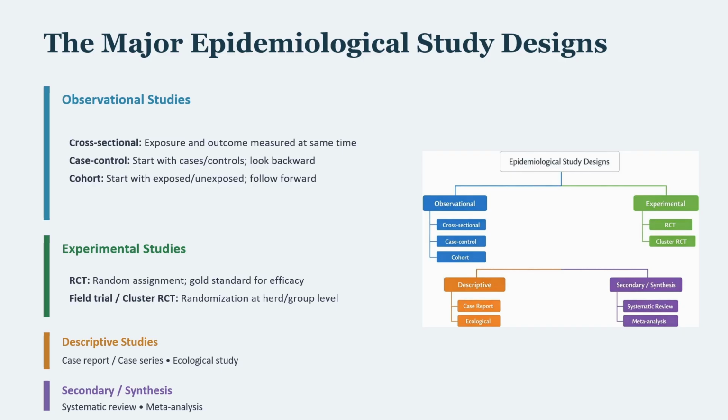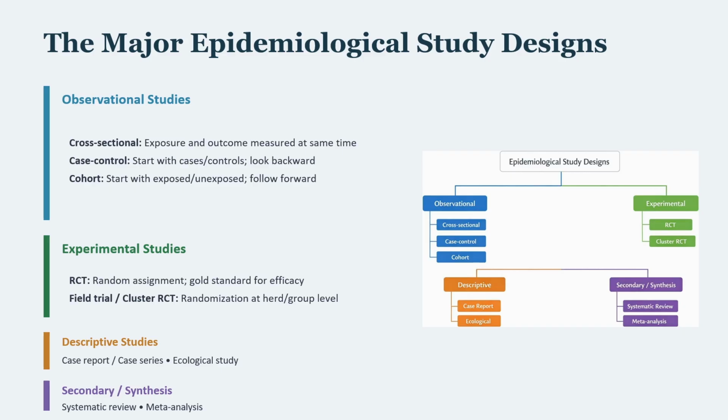Cross-sectional studies measure exposure and outcome at the same point in time, a snapshot, which is why they can establish temporality and can describe associations but not causal direction. Case control studies start with animals that already have the disease, cases, and animals that don't, controls, and look backward to compare exposure histories. Cohort studies start with animals classified by exposure status and follow them forward in time to see who develops the outcome.